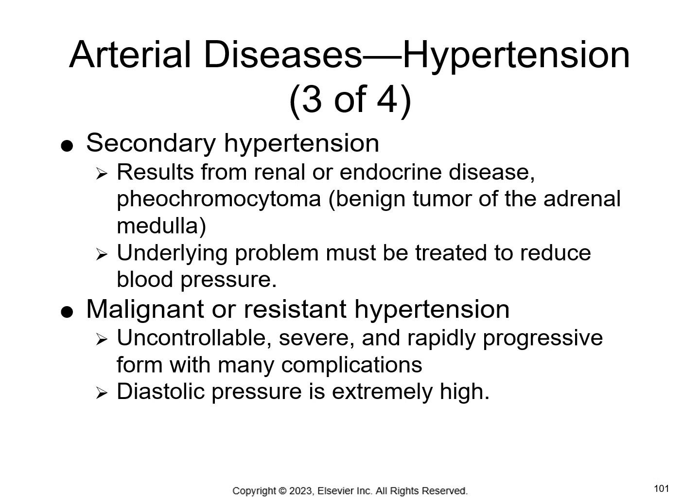In malignant or resistant hypertension, this is the third type. This is a hypertensive emergency with extremely high blood pressure. This condition usually results in organ damage, including damage to the central nervous system and the kidneys. Diastolic pressure is very high as well, usually.